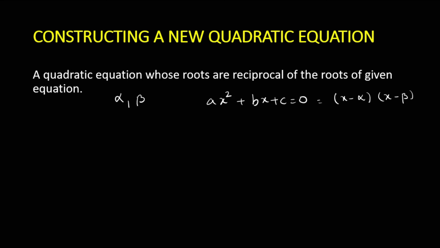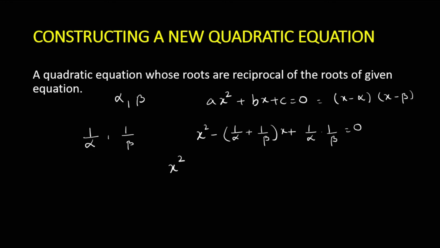Okay, now here we have to form the equation whose roots are reciprocal to the roots of the given equation. That is, we have to find the quadratic equation whose roots are 1 over alpha and 1 over beta. So moving to the standard calculation, that is x square minus the sum of roots, so we have 1 over alpha plus 1 over beta, into x, plus the product of roots, so 1 over alpha into 1 over beta, equal to 0. This is the required quadratic equation.